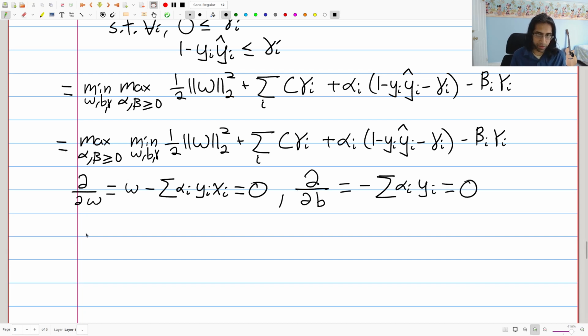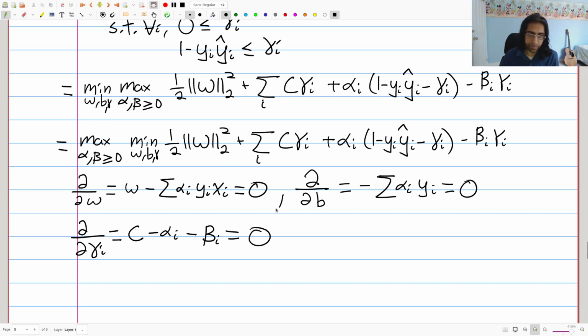And the final thing is going to be this partial with respect to gamma I, which is the trickiest part, perhaps. Actually, no, it's not too tricky, because if we just look at this, it's actually very easy. I don't know why I said it's tricky, because it's a single variable derivative. So if you look at gamma I, then you have the C here, so it'll be a C, and then minus alpha I, because we have minus gamma times alpha I here, and then we have minus beta I. And this is also going to be equal to 0.